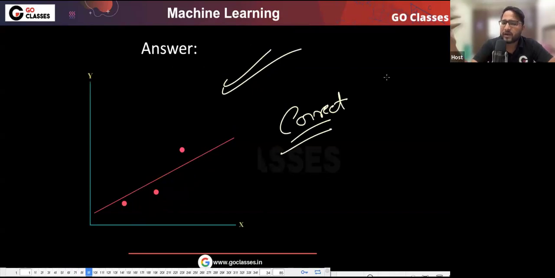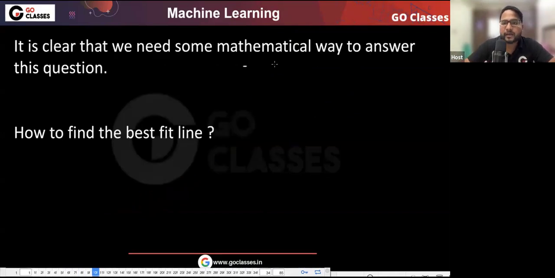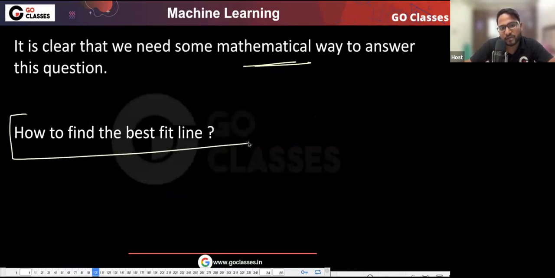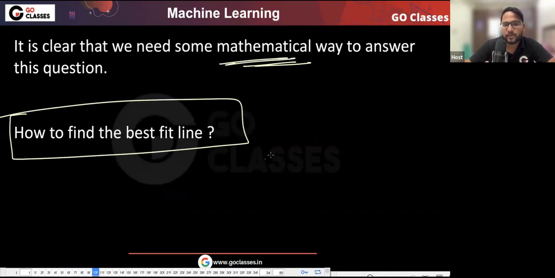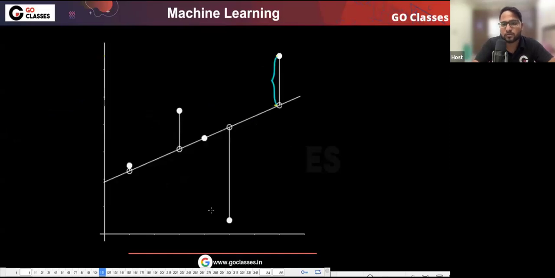If I show you a few lines, then obviously by looking at them, you can't say. That's why we need some mathematical way to answer this question. And what is the question? The question is how to find the best fit line, right? So there should be some mathematical way to answer the question. Today we will see that mathematical way, how we can find the solution of this question.